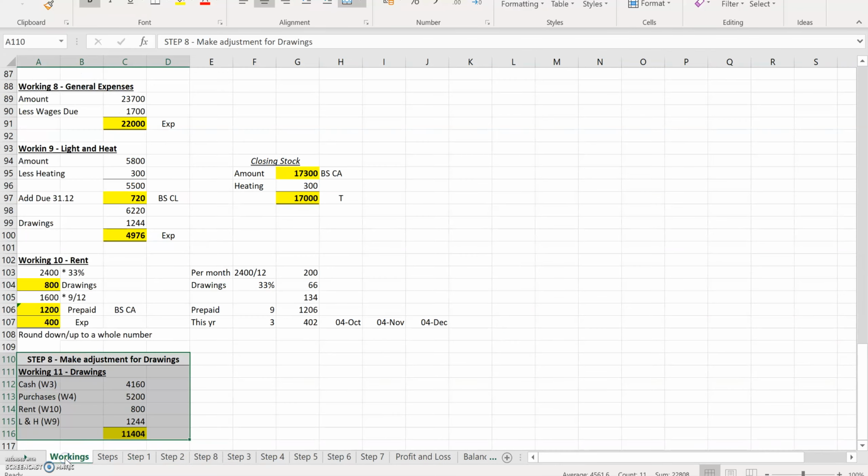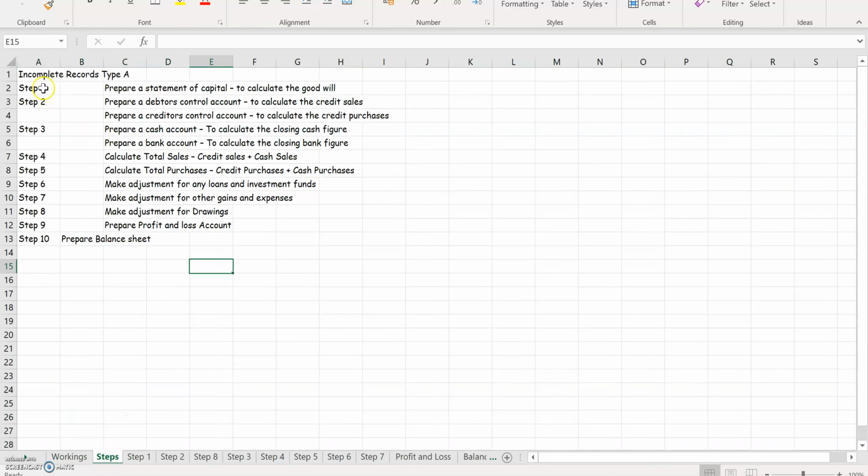So the 10 steps that we're going to look at are these here. The first one, prepare a statement of capital. Second, prepare debtors and creditors control accounts. Your third step, prepare a cash and a bank account. Your fourth, calculate your total sales. Step 5, calculate your total purchases.